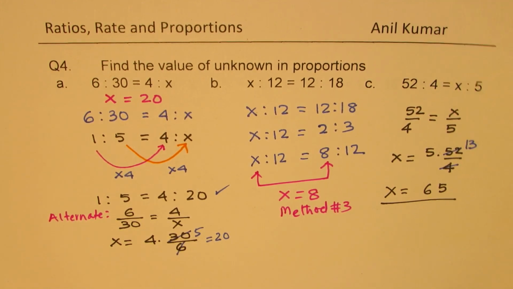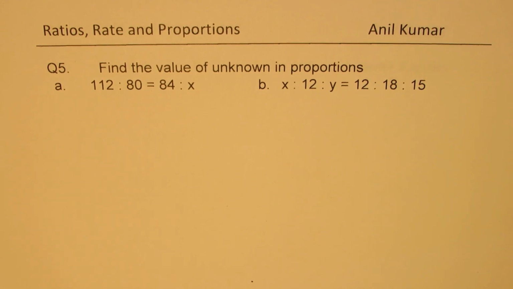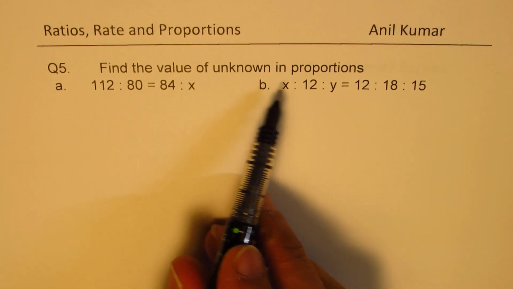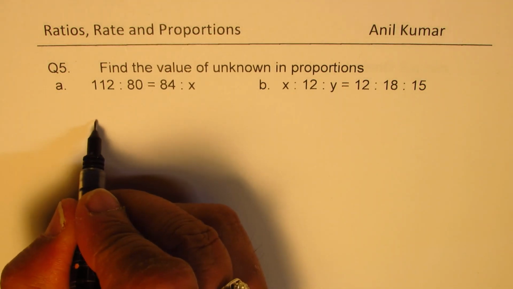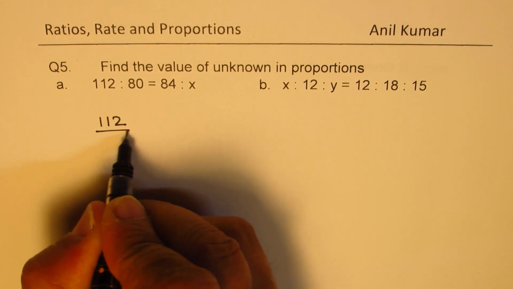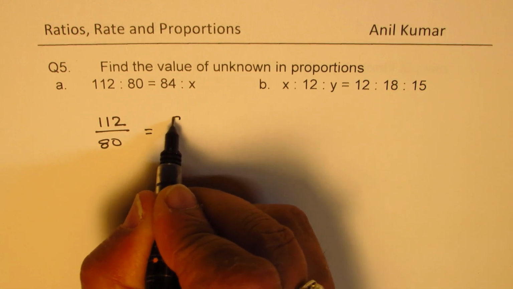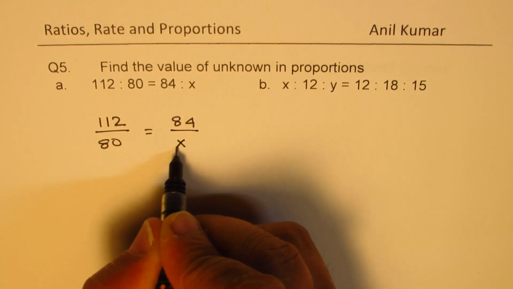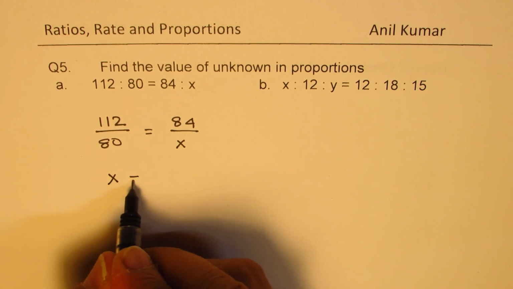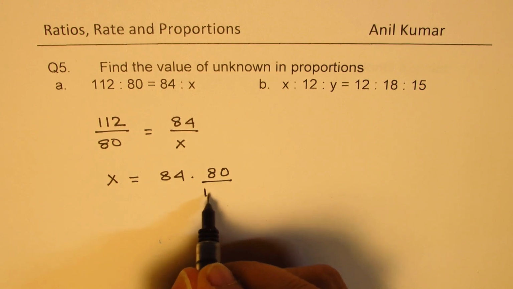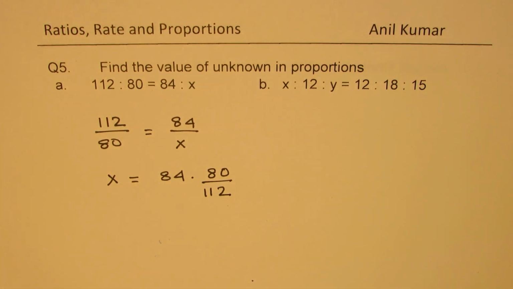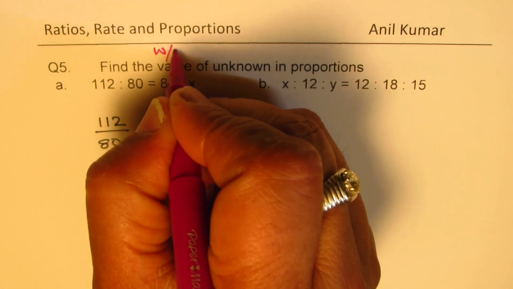Perfect. Let's continue with question number 5. Find the value of unknown in proportion. 112 is to 80 equals 84 to x. So I'll prefer to write this as fractions. 112 over 80 equals 84 over x. So we'll cross multiply. So we get x equals 84 times 80 over 112, right? Remember, the calculator is not allowed. So what we are doing here is an exercise which is without calculator.